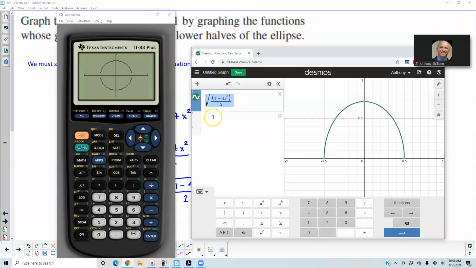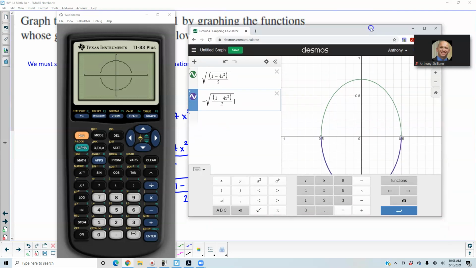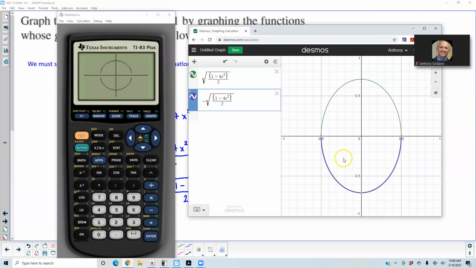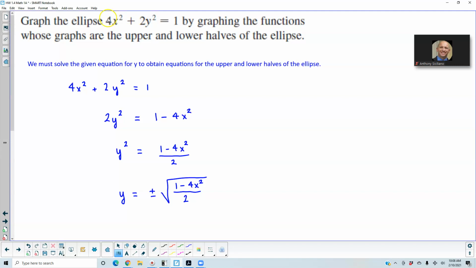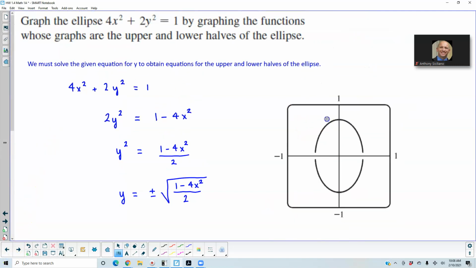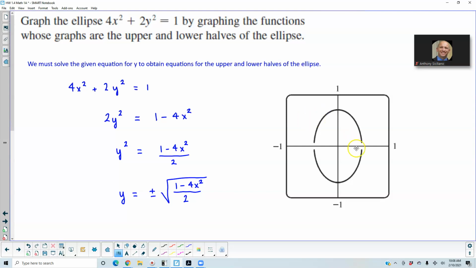Okay, let's go ahead and put this in there so we can copy that and then paste it. And now we can see the lower half of the ellipse. So solving for y allowed us to see the upper and the lower half. So here is our graph of the upper and lower half of the ellipse.